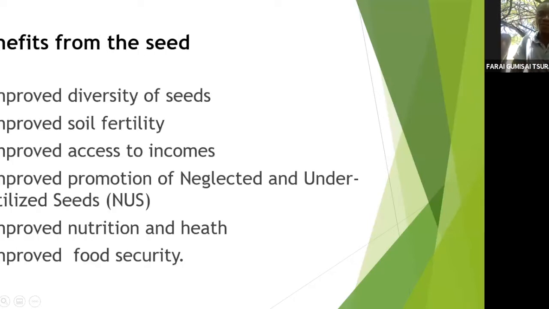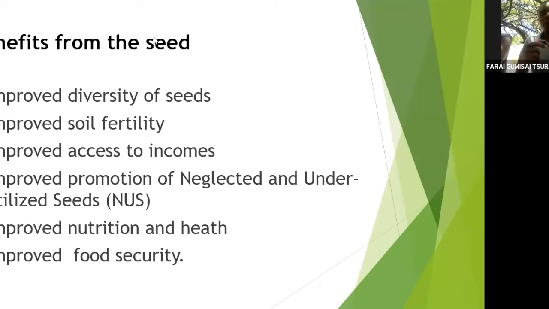Then we also have some benefits from the promotion of the seed work in Chimanimani district. We have noticed that there's improved diversity of seeds, because when we started, farmers were growing a limited number of seeds, but now there is a diversity of seeds. Then there's also improved soil fertility. We are also promoting the growing of leguminous crops such as beans, and in the process they enrich the soil with nutrients.